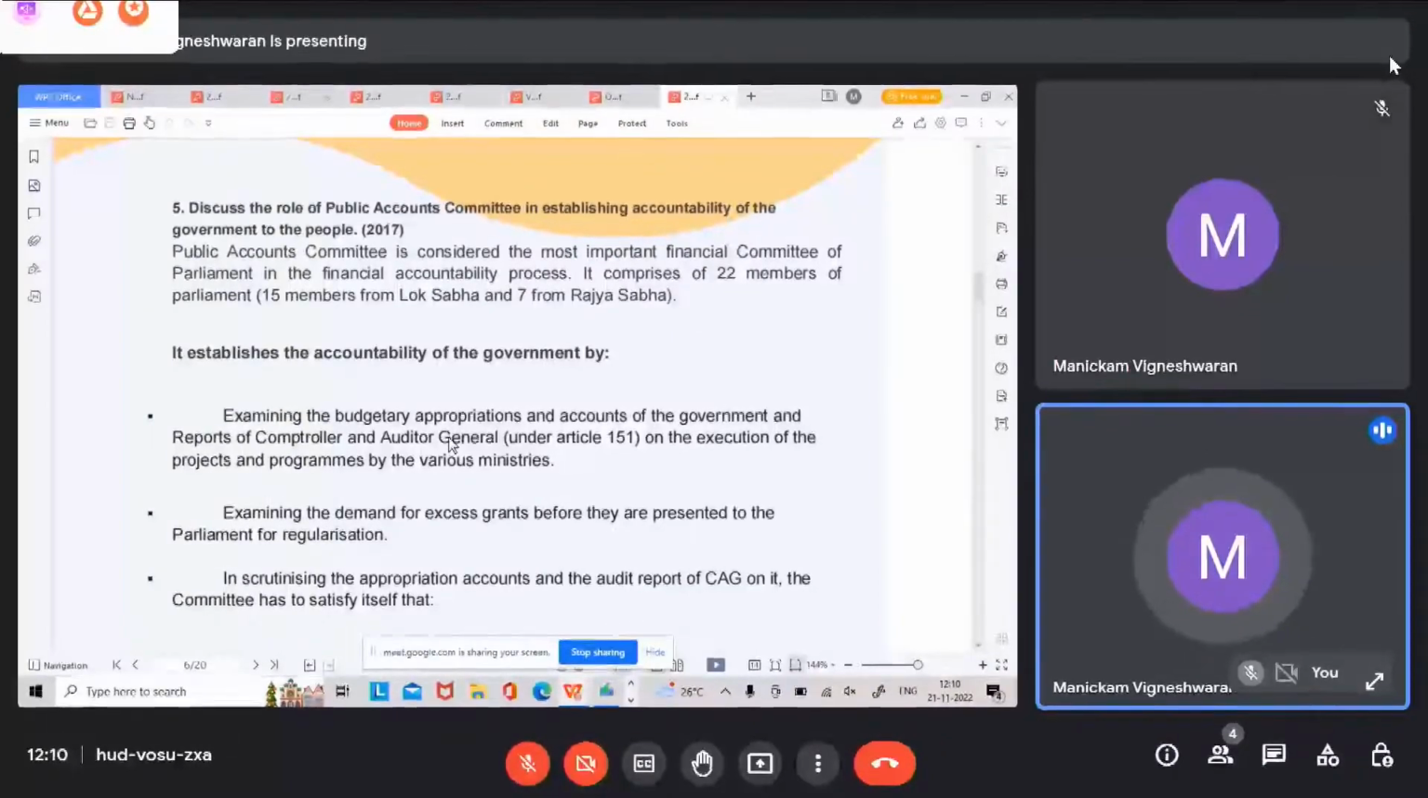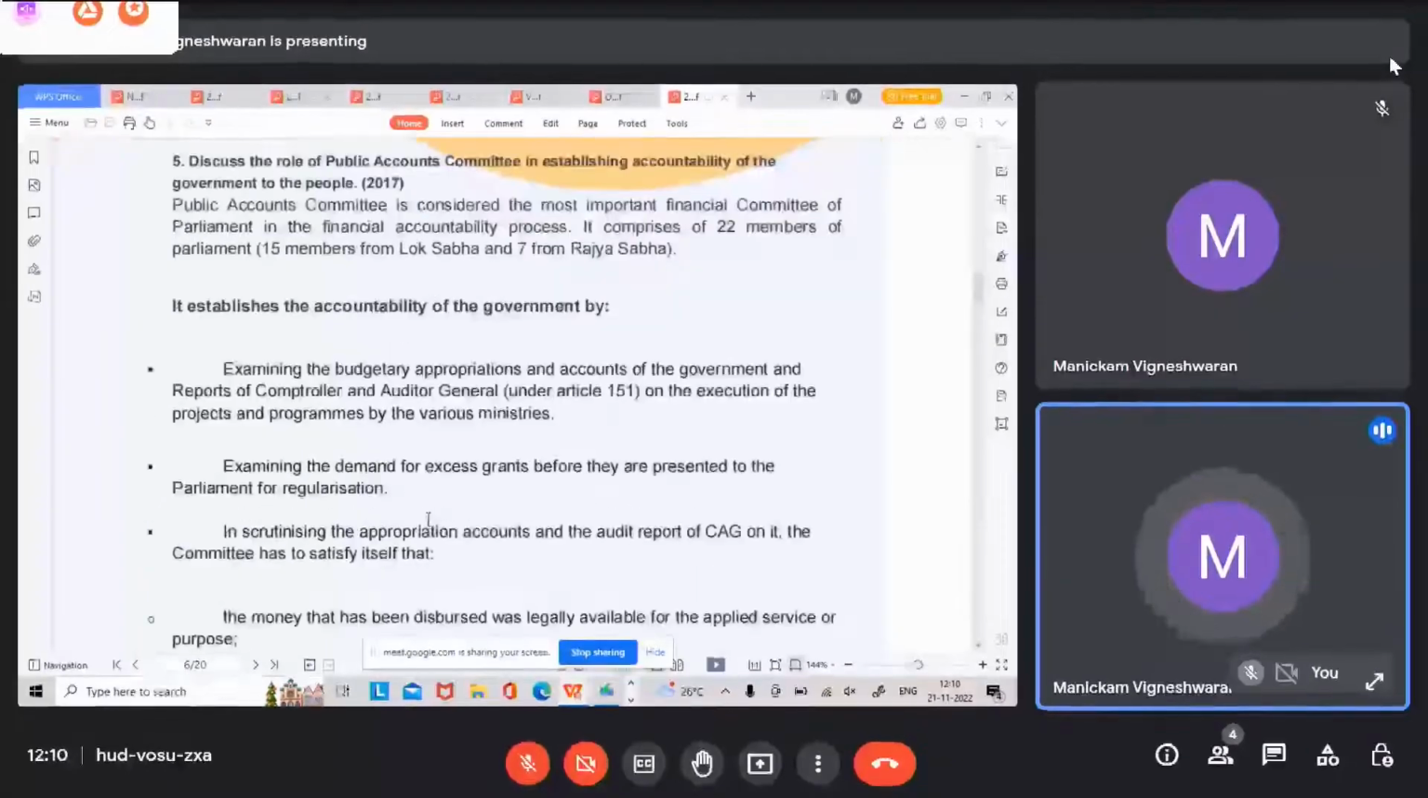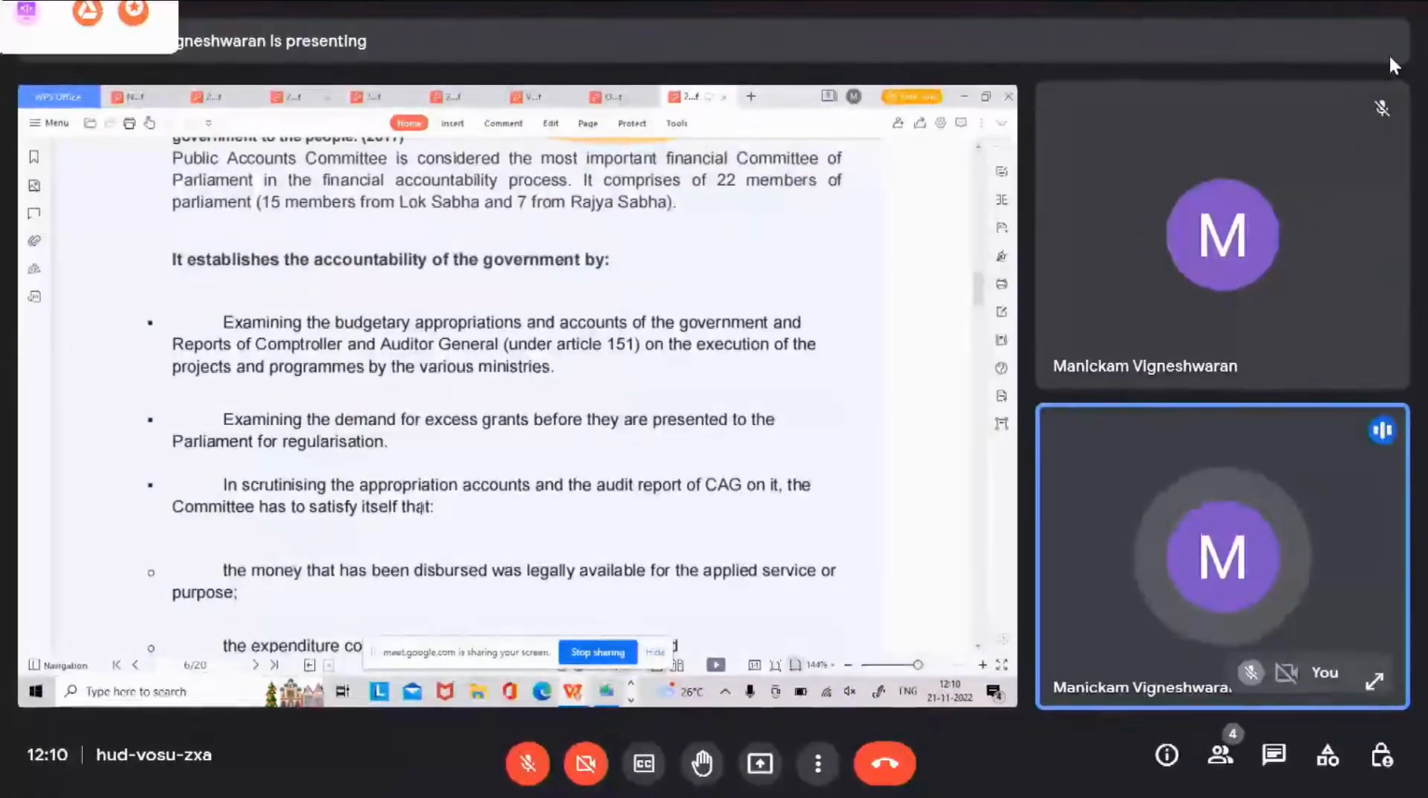The Public Accounts Committee is considered the most important financial committee of the Parliament in the financial accountability process. It comprises 22 members from the Parliament, 15 from the Lok Sabha, the lower house, and 7 from the Rajya Sabha, the upper house. It establishes accountability of the government by examining the budgetary appropriations and accounts of the government and the reports of the Comptroller and Auditor General under Article 151 on the execution of the projects and programs of the various ministries. We know that Article 148 deals with the Comptroller and Auditor General, and the report of the Comptroller and Auditor General deals with Article 151.